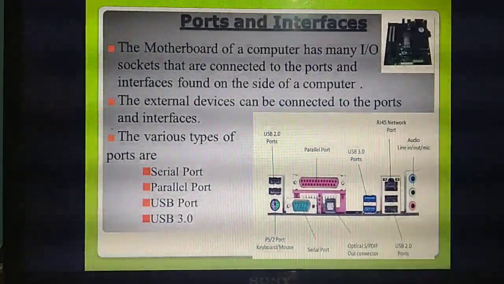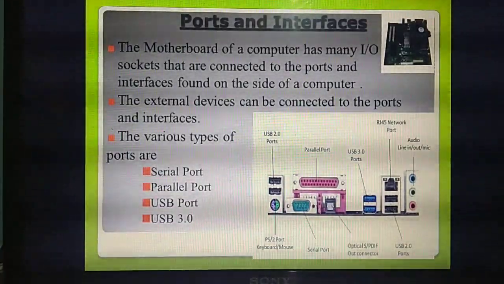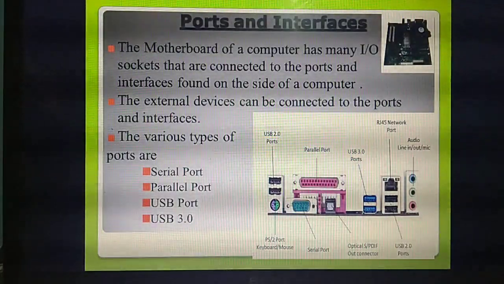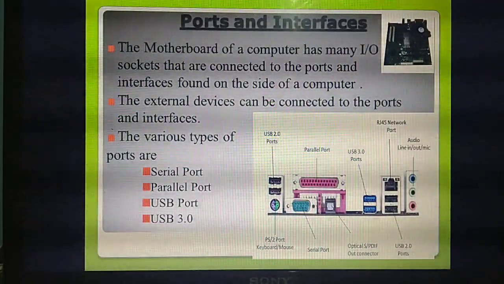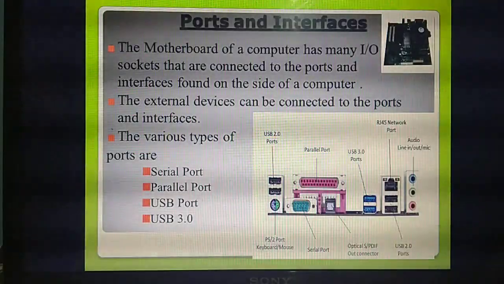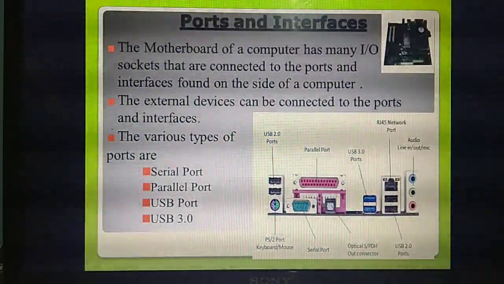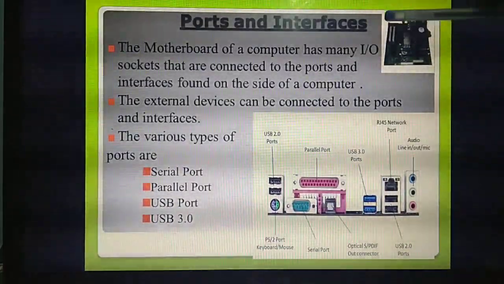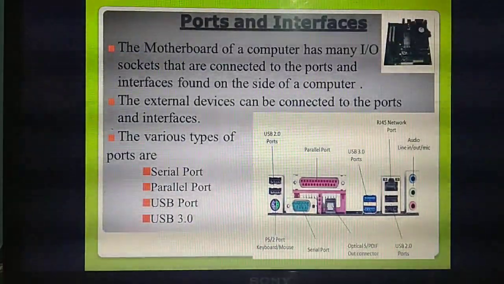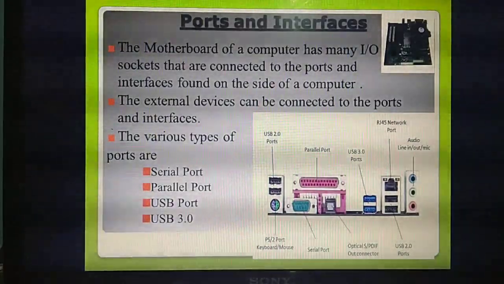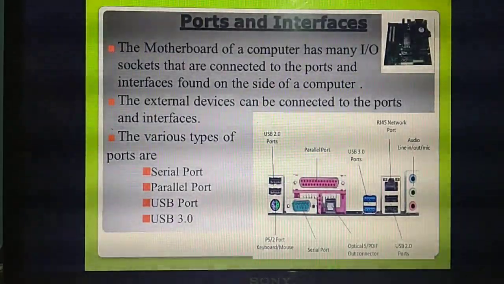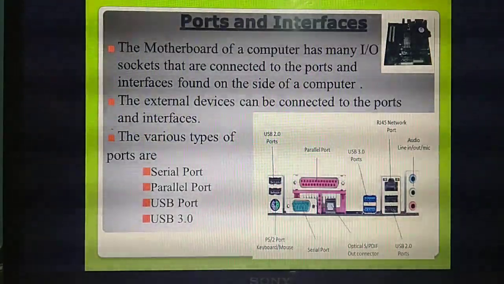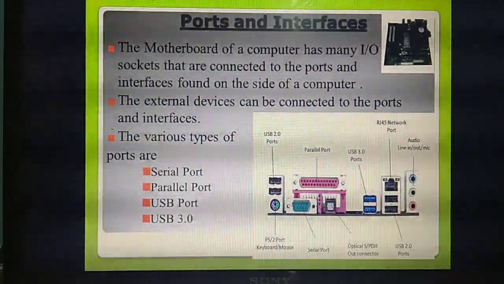Okay. What's the next heading? Ports and interface. So, listen. Where are you going to see these ports and interface? Have you seen this diagram? What's this one? Is it visible for you? That picture is a what? Motherboard. Okay. So, you might have seen this kind of ports on this motherboard.